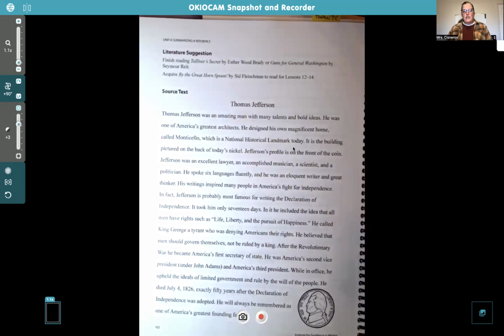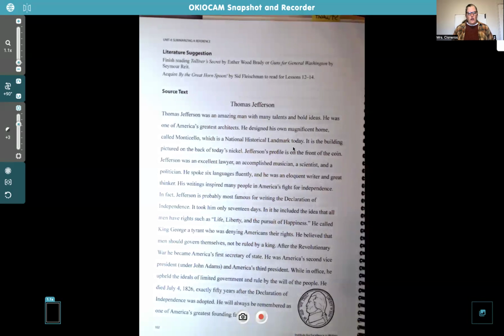In it, he included the idea that all men have rights, such as life, liberty, and the pursuit of happiness. He called King George a tyrant who was denying Americans their rights. He believed that men should govern themselves, not be ruled by a king. After the Revolutionary War, he became America's first Secretary of State. He was America's second vice president under John Adams and America's third president. While in office, he upheld the ideals of limited government and rule by the will of the people.